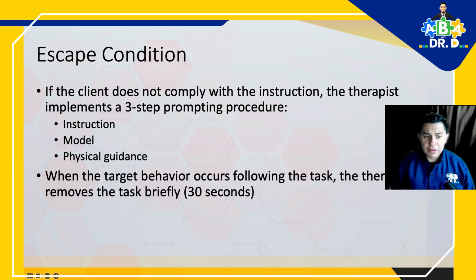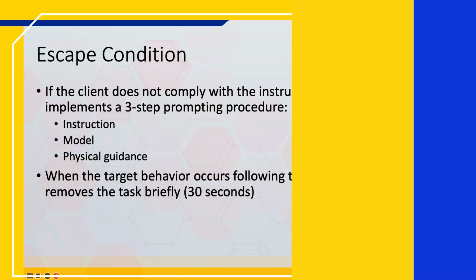So here, once again, if the client does not comply with the instruction, the therapist implements a 3-step prompting procedure: instruction, model, physical guidance, until the target behavior occurs. Basically, if a target behavior occurs, the therapist removes the task briefly for 30 seconds and then presents the instruction again. Okay, so that's how we do it. Basically, we utilize a 3-step prompting procedure. Once again, the goal is to evoke that particular behavior, the target behavior that we're working on.